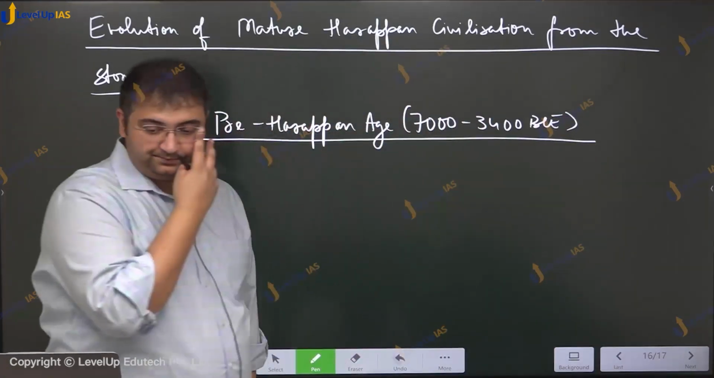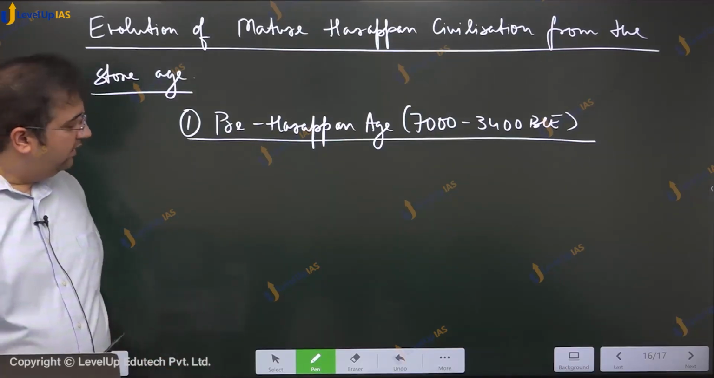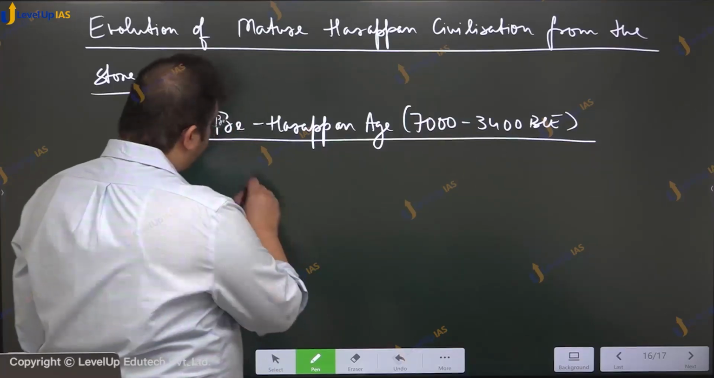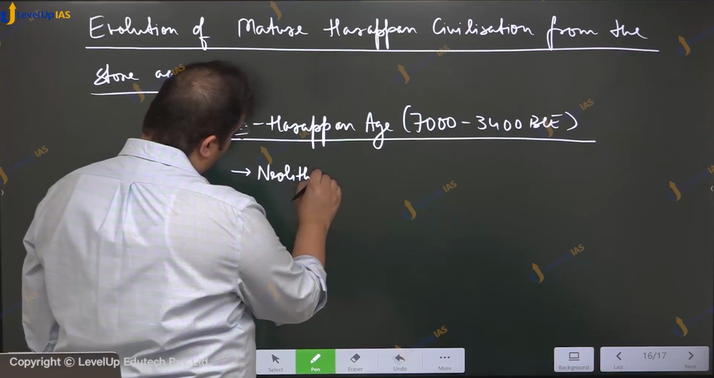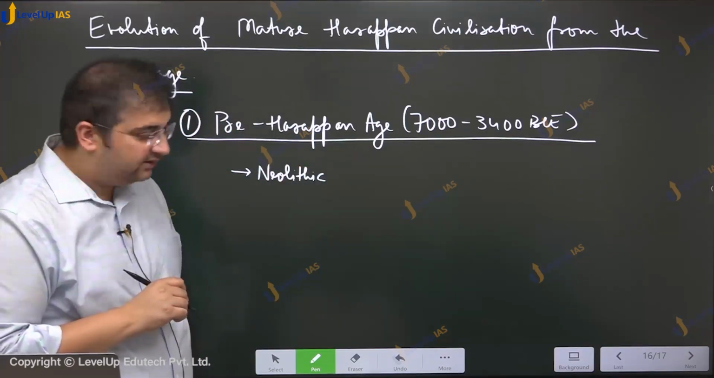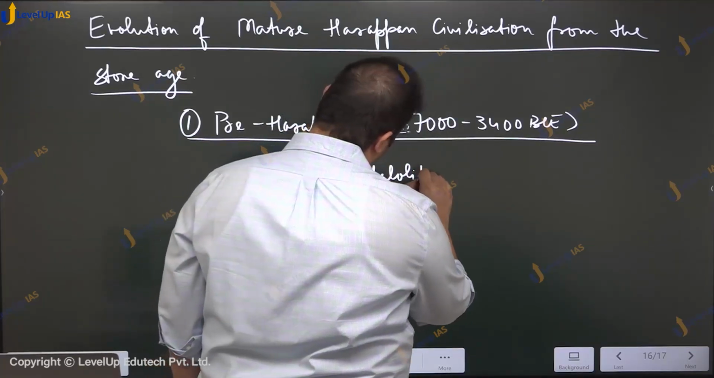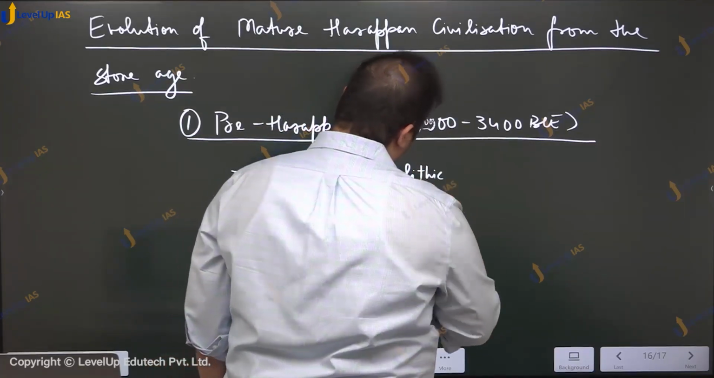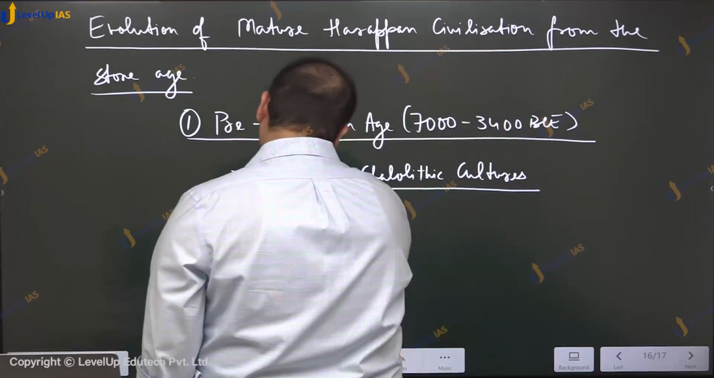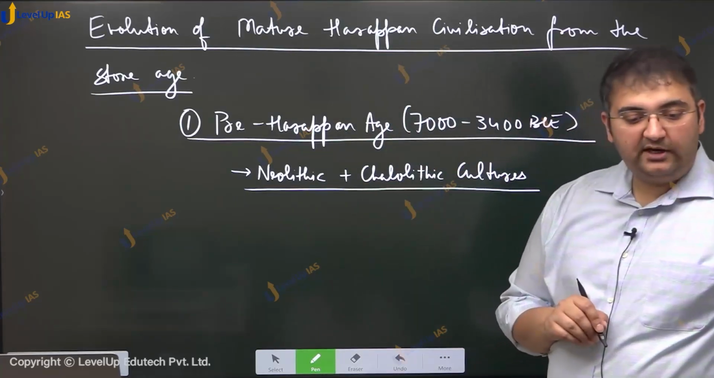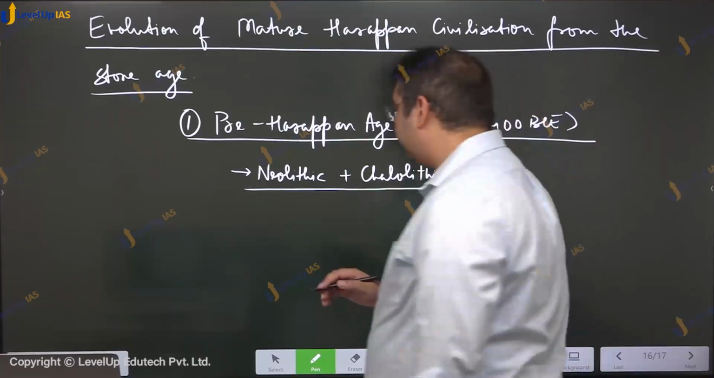Pre-Harappan age. It was during this period that initially Neolithic and later Chalcolithic cultures began emerging in which part of the subcontinent? In the northwestern portion of the subcontinent.